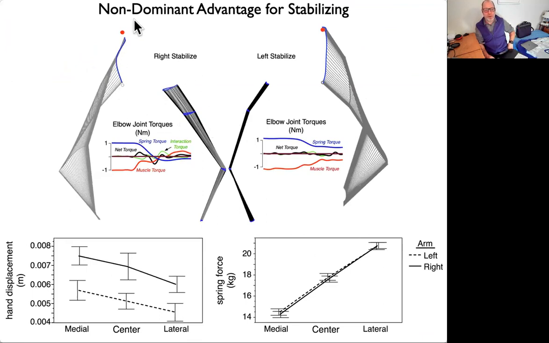When the left arm had to move, it made a more curvilinear movement dealing with the forces. The right arm made a more straight movement, but the important thing is the left arm stabilized better. And it turns out that the spring force was the same for the right and left arm, so it wasn't that they were dealing with different forces. The evolution of forces was a little bit different. I'm not going to get into the details, but it turns out that the right arm systematically, regardless of the direction of the movement, moved more.